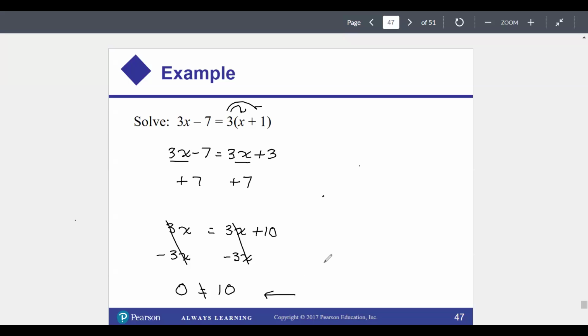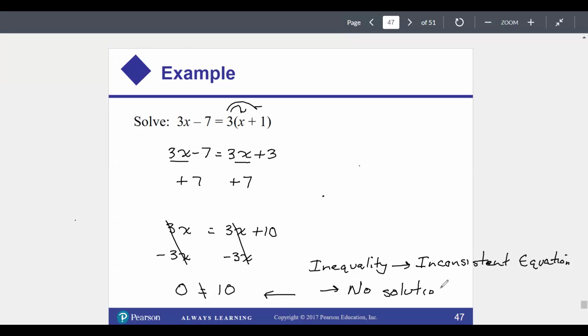So when you have something like this, you have an inequality. The inequality tells me that this is an inconsistent equation. It also tells me that I have no solutions, because 0 equal to 10 cannot possibly happen. Since I have a situation that cannot happen, that means there's no solution that's going to rectify this. There's nothing I can put in for x up here that's going to make both sides equal.